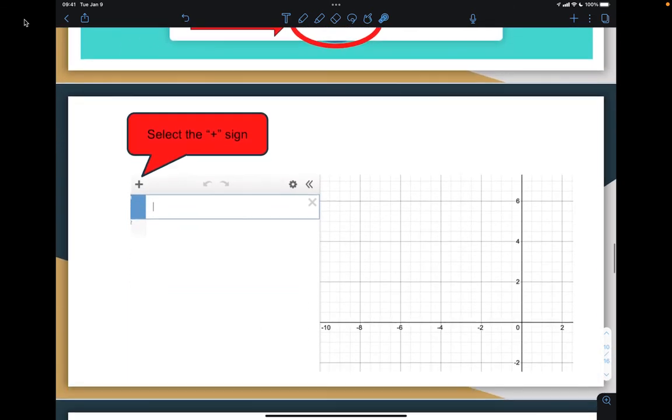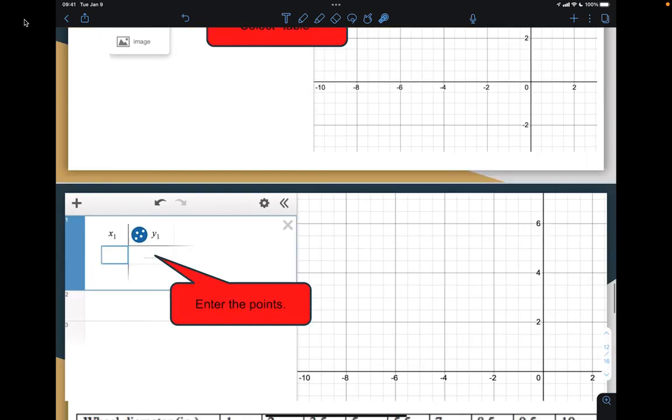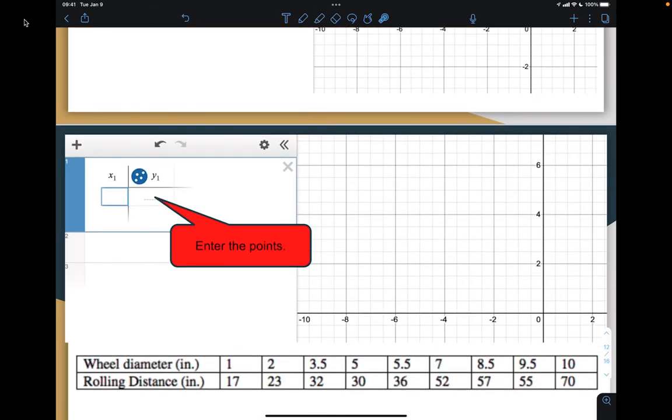When we hit that button, we're going to see a graph and some numbered lines right here. We'll have 1, 2, 3, etc. I want us to start by hitting the plus sign. When we hit the plus sign, we get this table, these options. Select table. When you select table, we can start entering the points. We are going to put a 1 here and 17 for y, 2 for x, 23 for y, etc., etc.